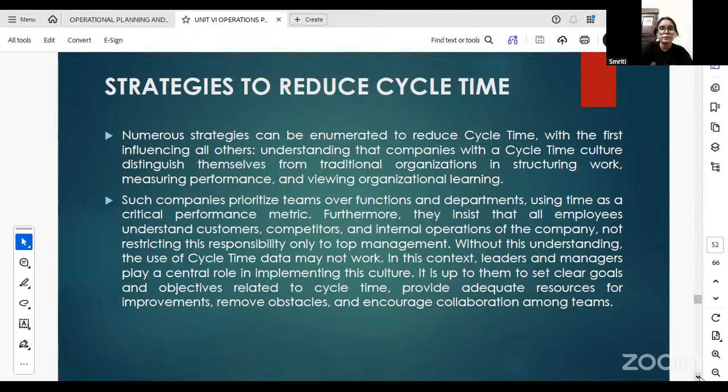What are the strategies to reduce cycle time? Numerous strategies can be enumerated to reduce cycle time, with the first influencing all others.